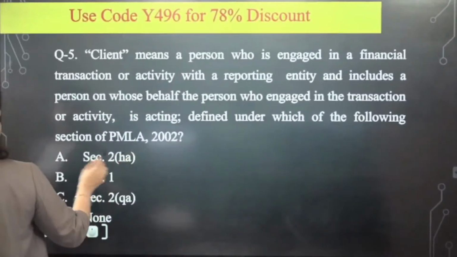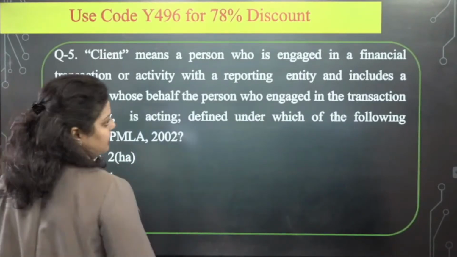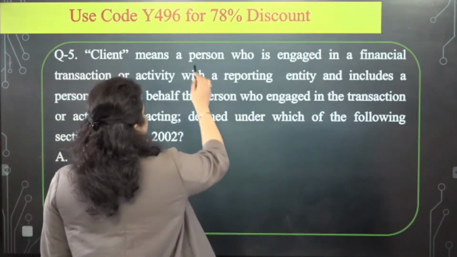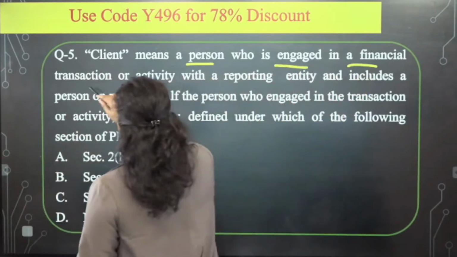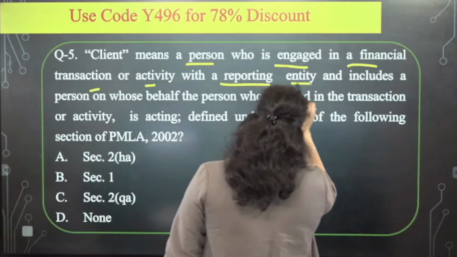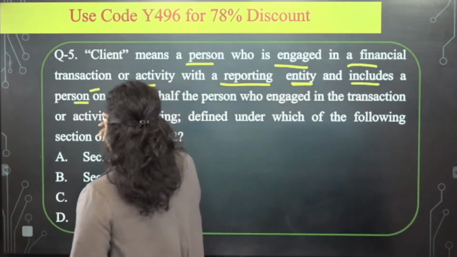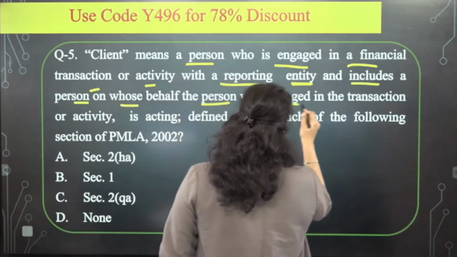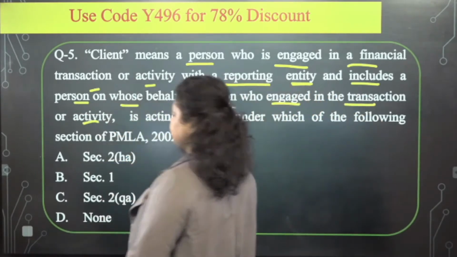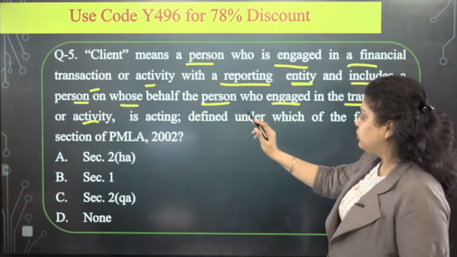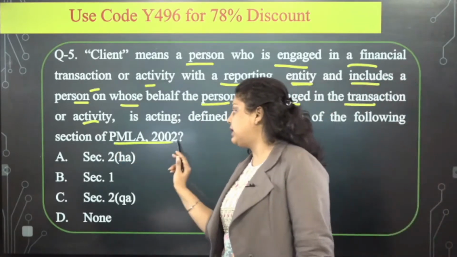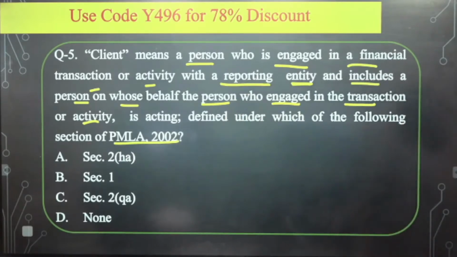Next, the fifth question. The client definition has been given here. A client means a person who is engaged in a financial transaction or activity with a reporting entity, and includes a person on whose behalf the person engaged in the transaction or activity is acting. It is defined under which section of the PMLA Act 2002? Under which section is the definition of client given for money laundering and KYC purposes? A, B, C or D? Which of the following is correct?